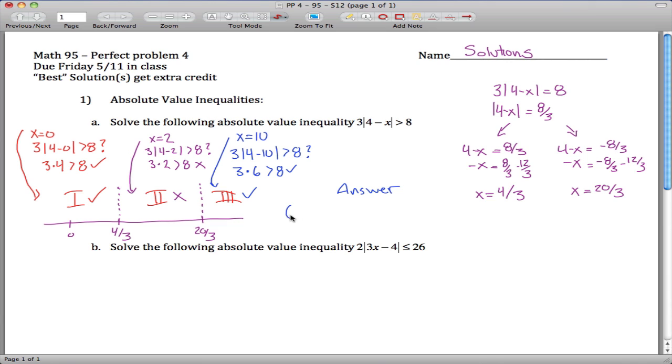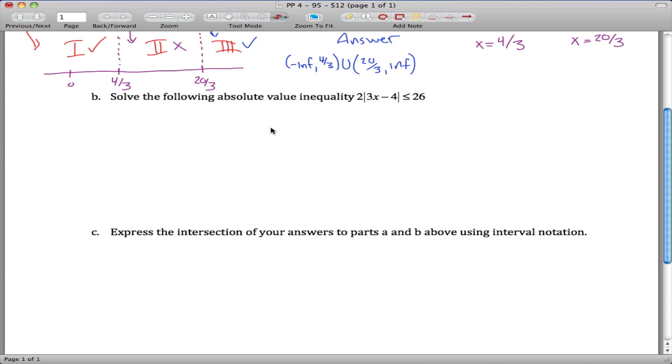So my answer would be everything from negative infinity all the way up to 4/3. This is region 1 here. And then also everything in region 3, everything from 20/3 up to infinity. And note I use parentheses here instead of brackets because it's greater than, not greater than or equal to. Alright, it's a lot of work, and now we gotta do it again.